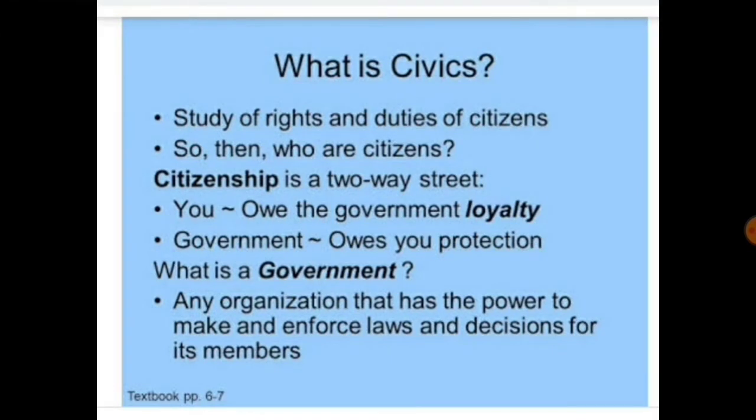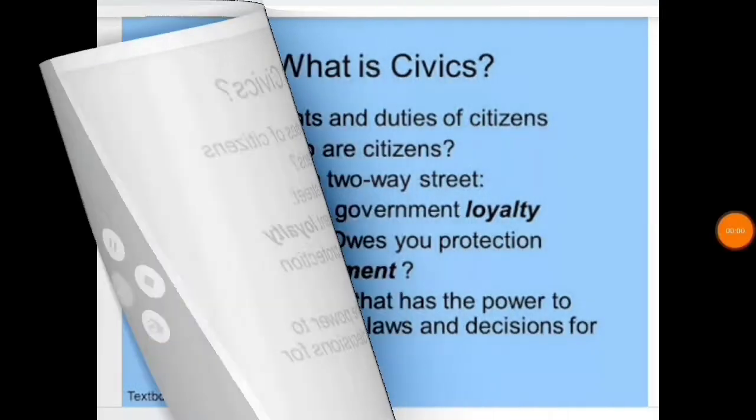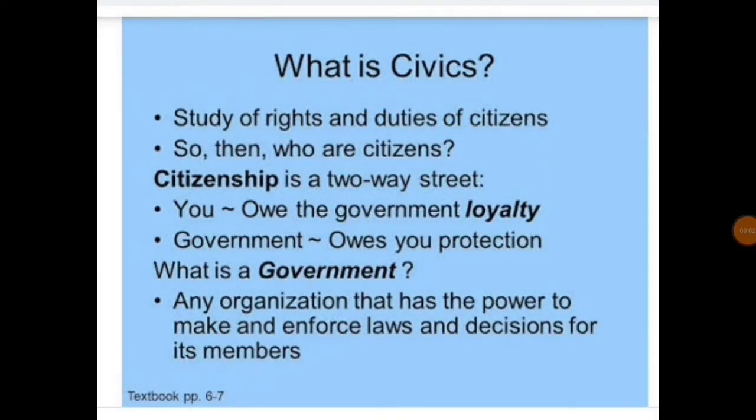Now, what is civics? Civics is the study of rights and duties of citizens. So then, who are citizens? Citizenship is a two-way street. Two-way street means you and government. You means loyalty. It means to feel that you should do something for somebody. Government. Government means what? Any organization that has the power to make and enforce laws and decisions for its members.